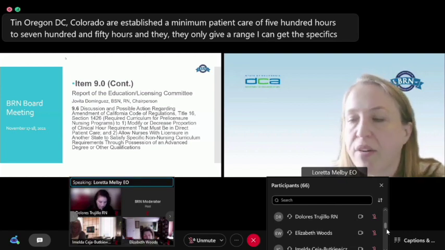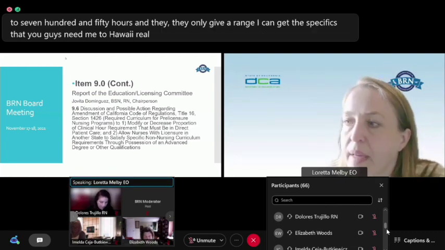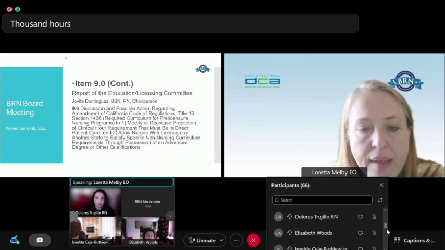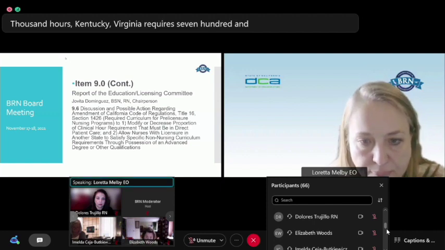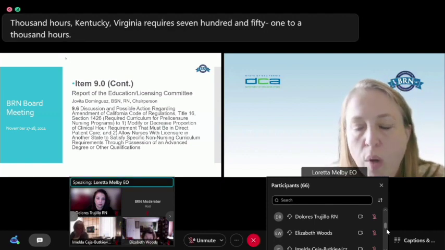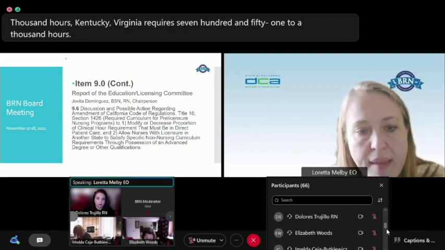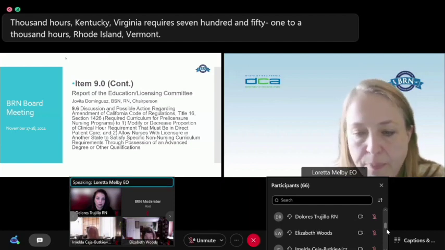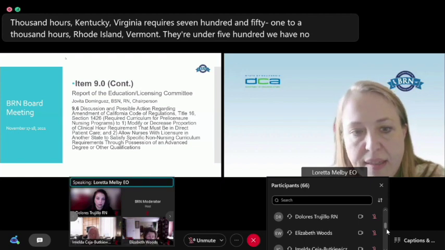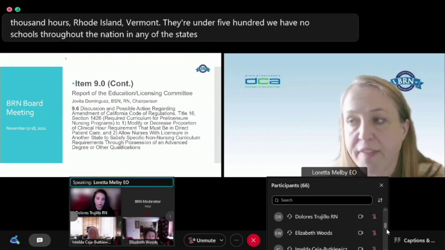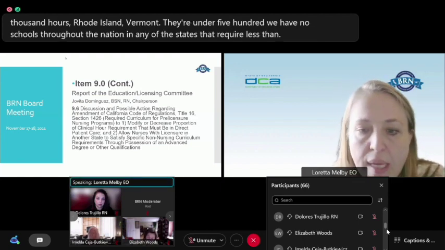Hawaii requires greater than 1,000 hours. Kentucky, Virginia require 751 to 1,000 hours. Rhode Island, Vermont, they're under 500. We have no schools throughout the nation in any of the states that require less than 250 hours of clinical.